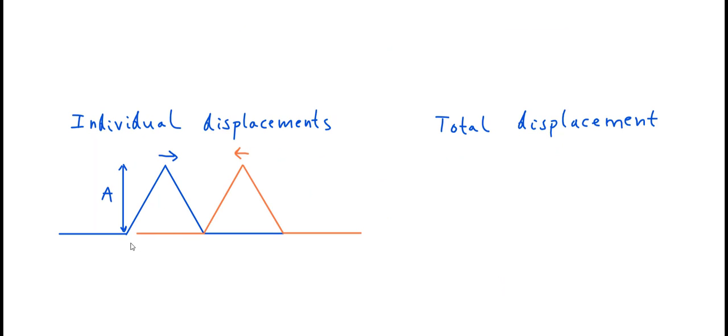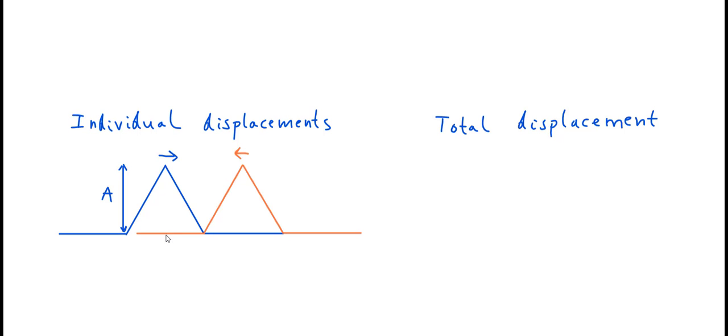Here you can see a diagram of the two triangular waves that we were looking at in the simulation a moment or two ago. The blue one is moving to the right and the orange one is moving to the left. You can see that the waves have just started to overlap. Let's see what the principle of superposition tells us about what the total displacement will be, given that we know the individual displacements of the two waves.